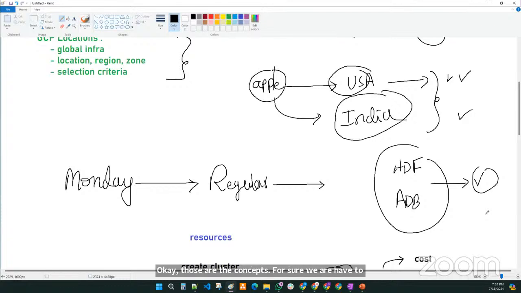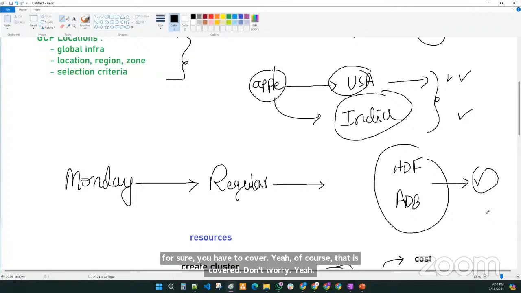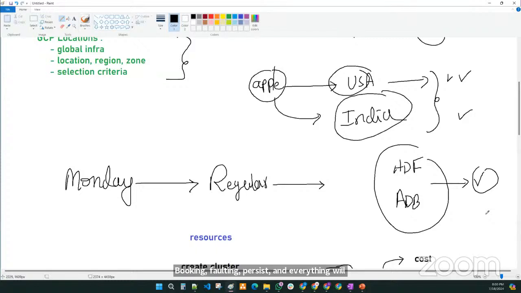It doesn't come in ADF. It doesn't come in ADB. It comes in PySpark. Yes, for sure, you have to cover it. Yeah, of course, that is covered. Don't worry. Salting, persist, and everything will be covered, right? Persist, cache, coalesce, all of these things, of course, will come. Don't worry about it. Those are the optimization techniques in PySpark. Delta, those things will come.